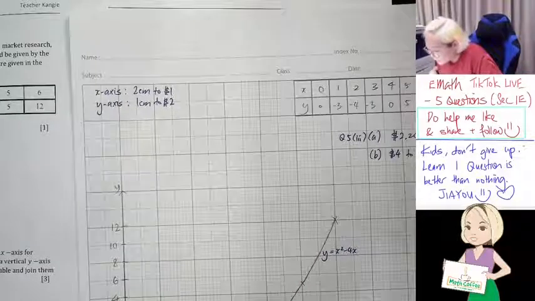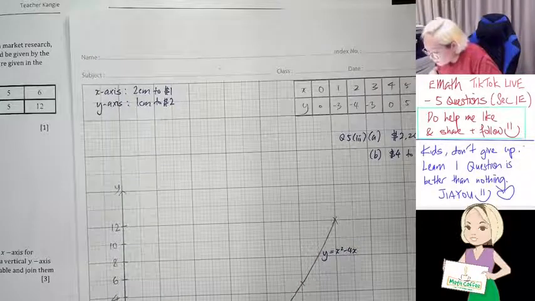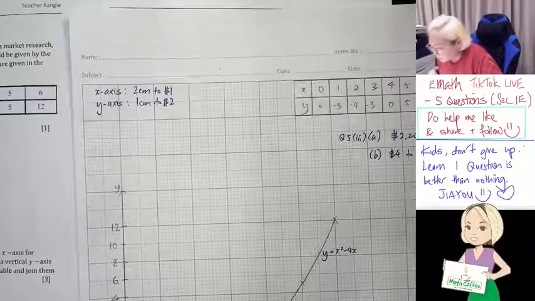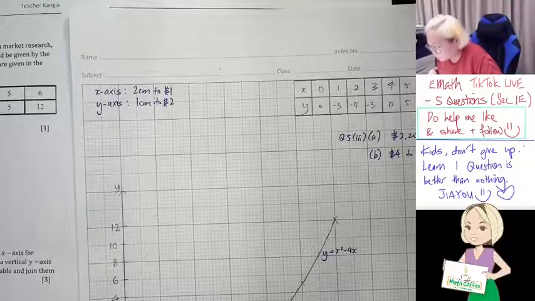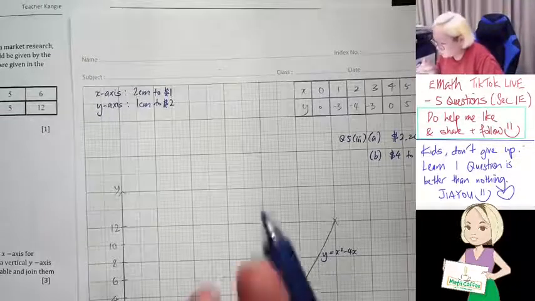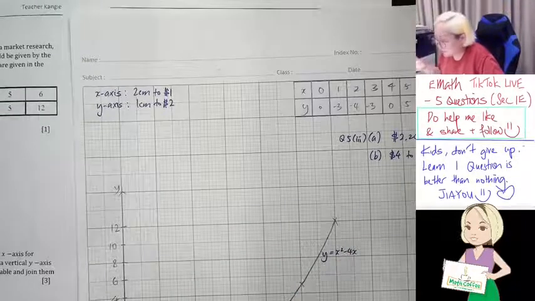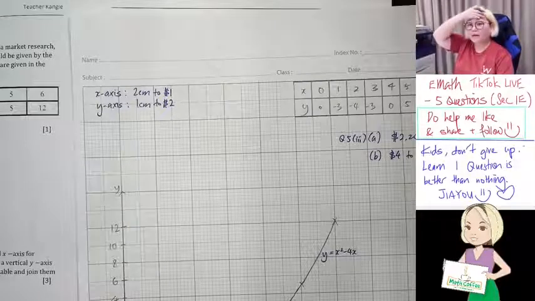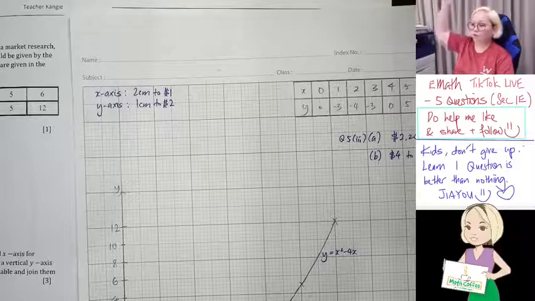Is Y equals X squared the same as Y equals X times X? Yes, but Chloe, you don't write X times X. You see, your times sign becomes like an X. So it's very confusing, you see. That is why we always use X squared or use brackets.